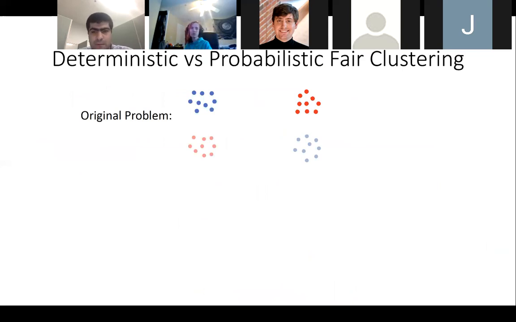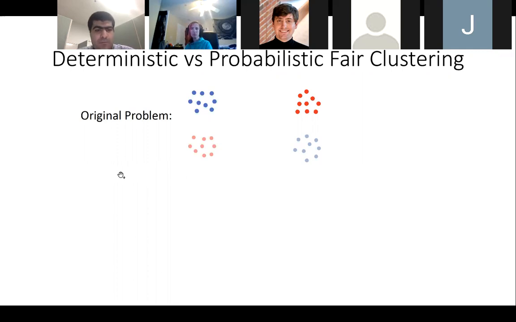So let's just get a feeling. This is now a given problem in probabilistic fair clustering. The shade indicates the probability of taking on that color. The top left cluster is blue with probability almost 1. On the top right, we have red with probability almost 1. And you can see the bottom ones take on this color with probability something like 0.6 or 0.7.